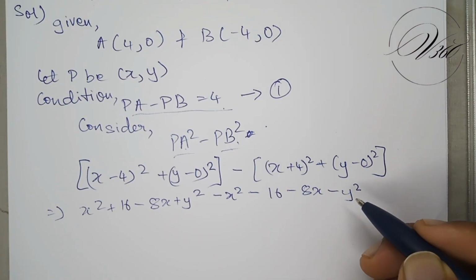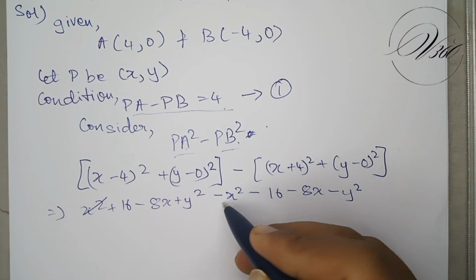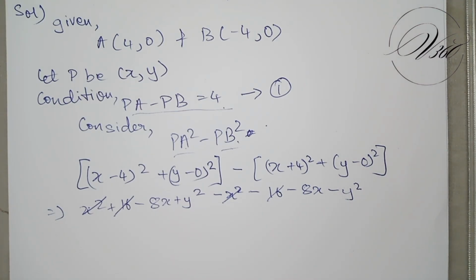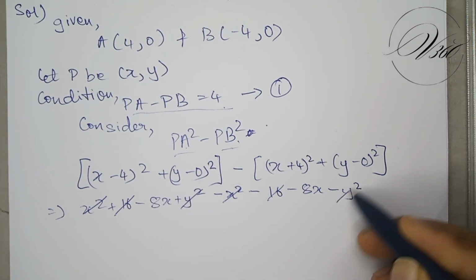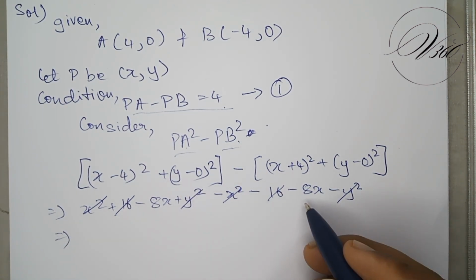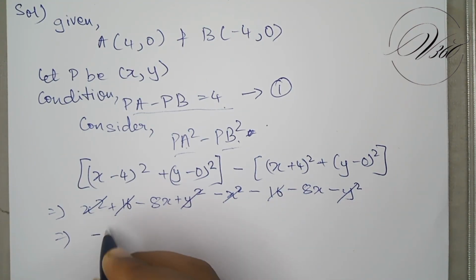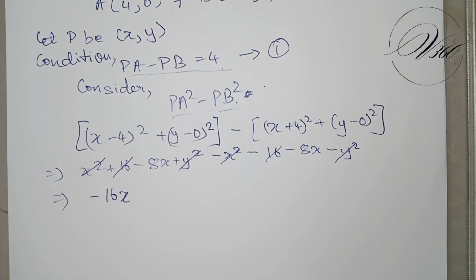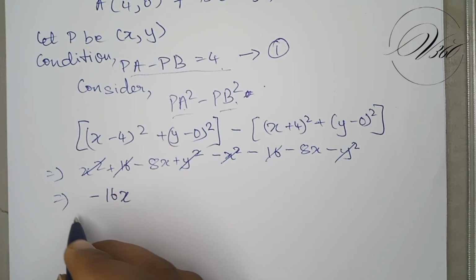Alright, now x square cancels, plus 16 minus 16 cancels. Now plus y square minus y square cancels. Now here we will get minus 8x minus 8x, 8 1s are 8, 8 2s are 16, minus 16x. Alright. Now here we will substitute.